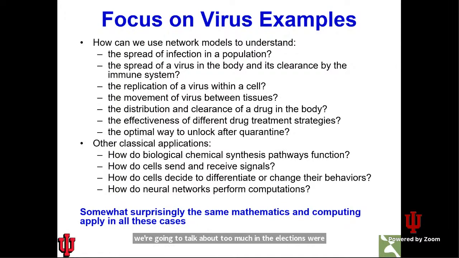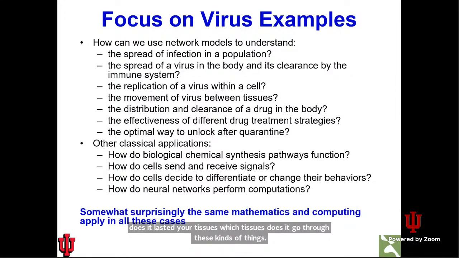We're also going to talk at least 1 or 2 classes about distribution and clearances of drugs in the body. A lot of modern pharmaceutical companies, in fact, almost all modern pharmaceuticals are modeled using what are called PBPK, physiologically based pharmacokinetic models, which model when you take a pill, how long does it take to get into your tissues? How long does it last in your tissues? Which tissues does it go to? These kinds of things.